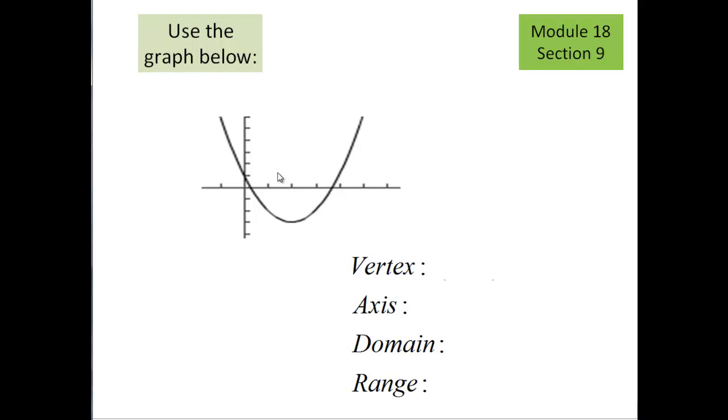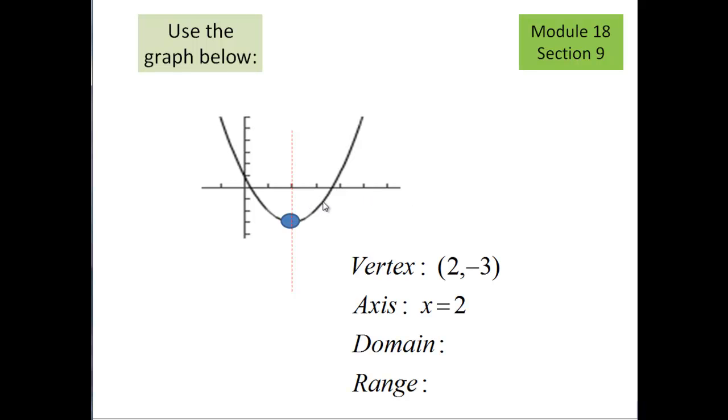Okay, if they give you a graph and they may ask for the vertex, the axis, domain, and range. Okay, the vertex is the low point right here. So you just count to get there. 1, 2, 1, 2, 3. So it's 2, negative 3. The axis goes right down the middle. So there's our axis. X equals 2.